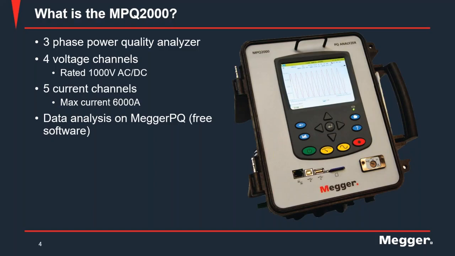The data analysis can be done on Megger PQ, which is the free software that we provide. There's no license required for it. Even if you don't own the unit, you can register on the Megger website and get access to the software. If you're interested in the MPQ2000, you're free to just register on the website and download the setup file, install the software, and take a look at it.